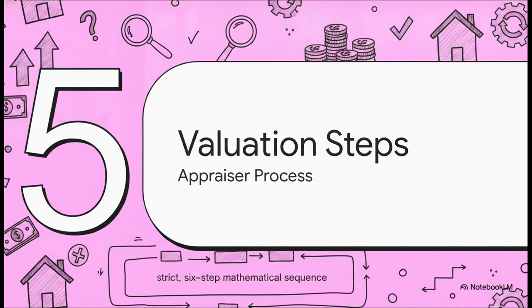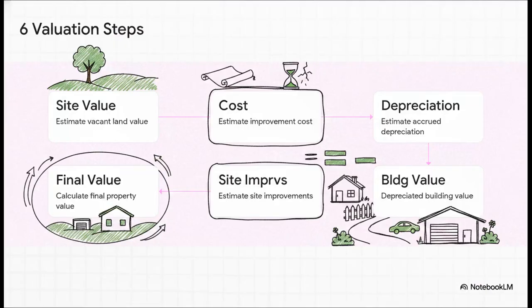Section 5, the valuation steps, the appraiser's process. Let's move to this and see how this builds, combining everything we've just learned into a strict, step-by-step mathematical sequence. Here are the 6 critical steps an appraiser walks through sequentially. Step 1. Estimate the site value. I really need to anchor you to this fact right now. Land does not depreciate. Because land has an indefinite life, its value must be estimated completely separately, as if it were vacant land, right there in Step 1.